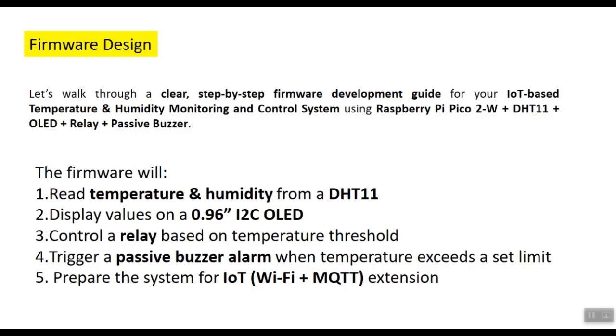So in this video, I'll be showing you how to develop your firmware for your IoT based temperature and humidity monitoring and control system using the Raspberry Pi Pico 2W, a DHT11 sensor, the OLED, relay and the passive buzzer. So the firmware basically will read temperature and humidity from a DHT11, display the values on the OLED, control a relay based on temperature threshold, and trigger a passive buzzer alarm when temperature exceeds a set limit. And later on, we would implement the IoT aspect.